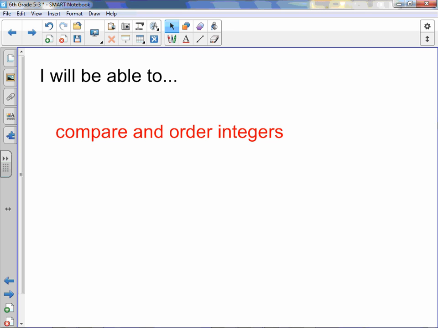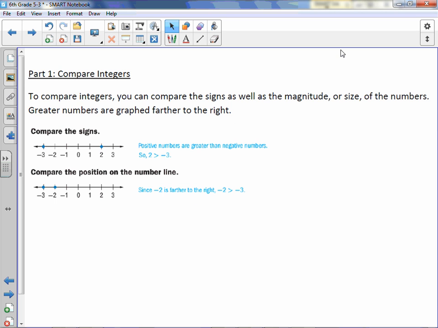Chapter 5, Lesson 3, Compare and Order Integers. You will be able to compare and order integers. To compare integers, you can compare the signs as well as the magnitude or size of the numbers.